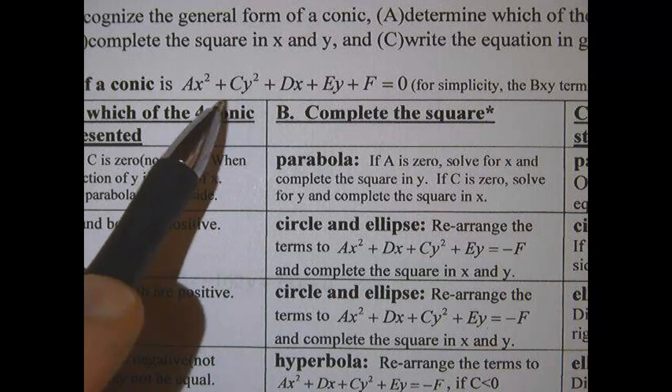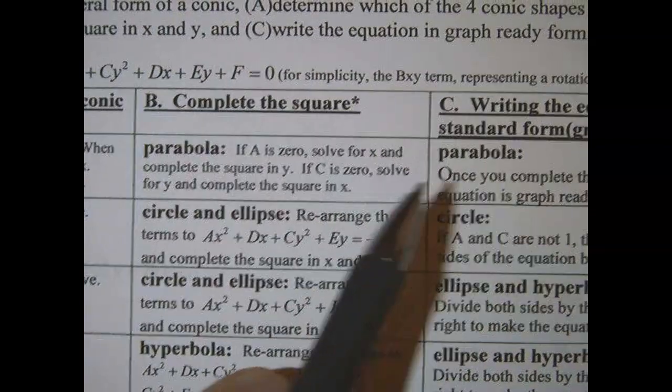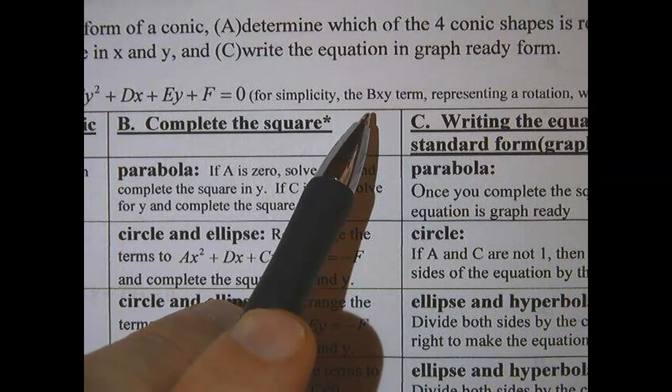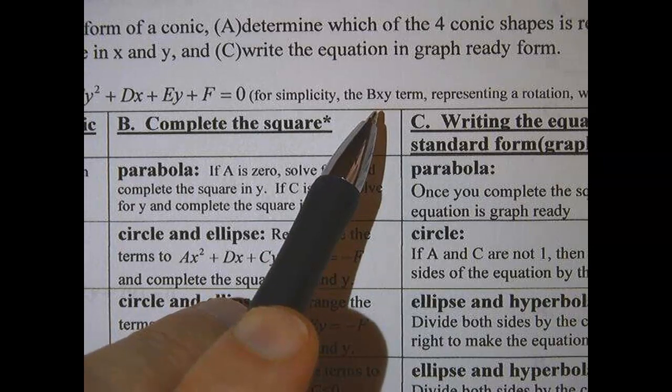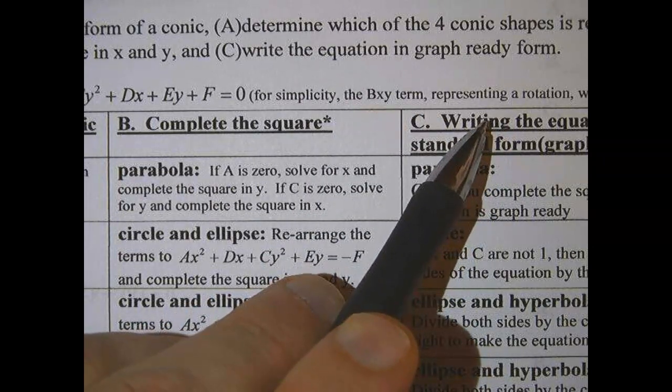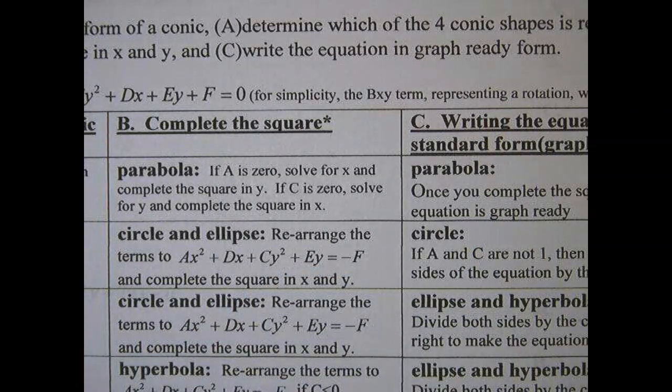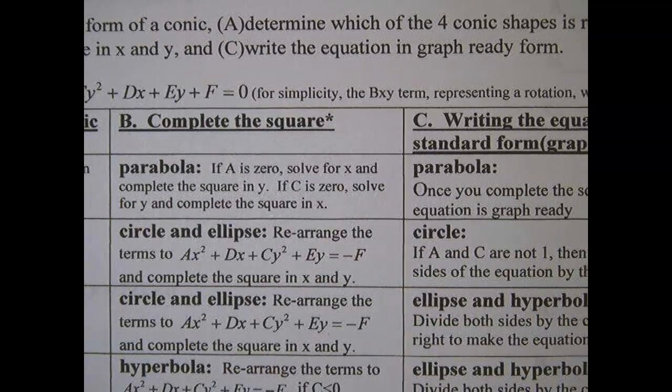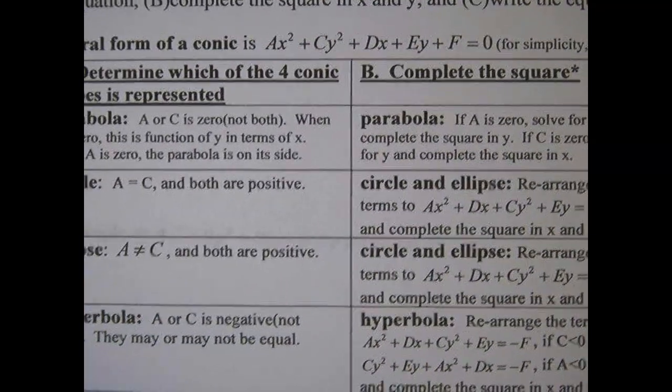Now, just so you know, if you're looking at this and thinking that's kind of weird, there's an A and a C, but there's no B, the reason there's no B is because we're not going to include B. There is a B term in the general conic section, which represents a rotation, but we're not going to look at rotated conic sections. We're just getting an introduction here, so we're only going to look at conic sections that are moved around and stretched, but not rotated. Okay, so that's why there's no B.